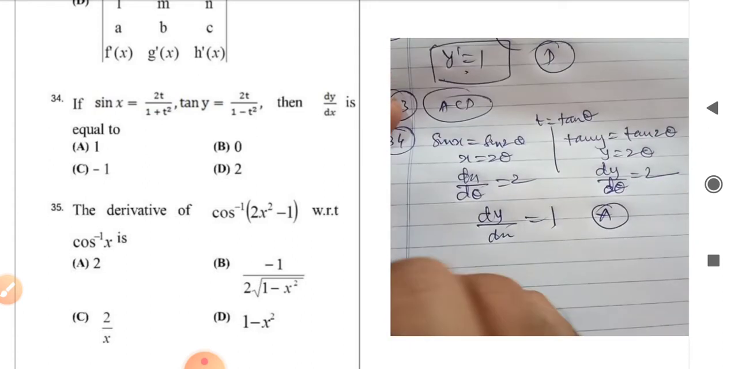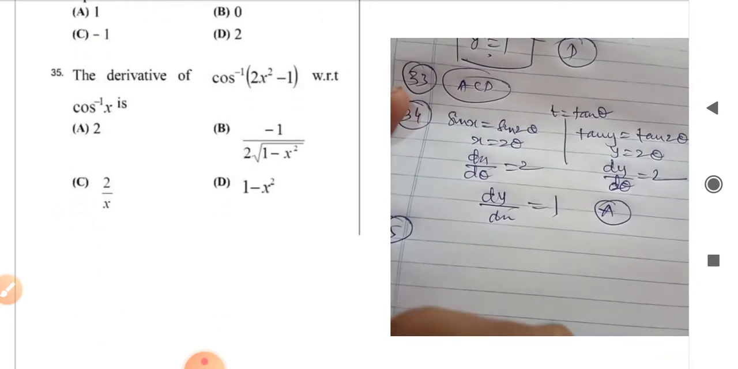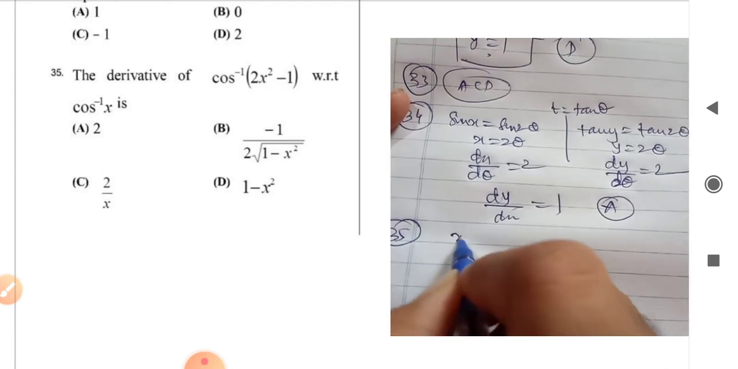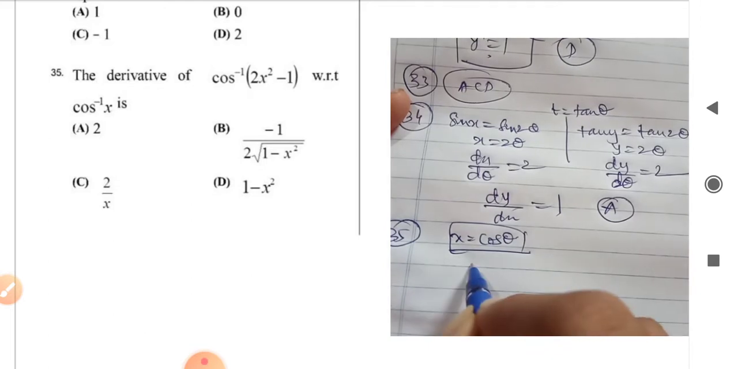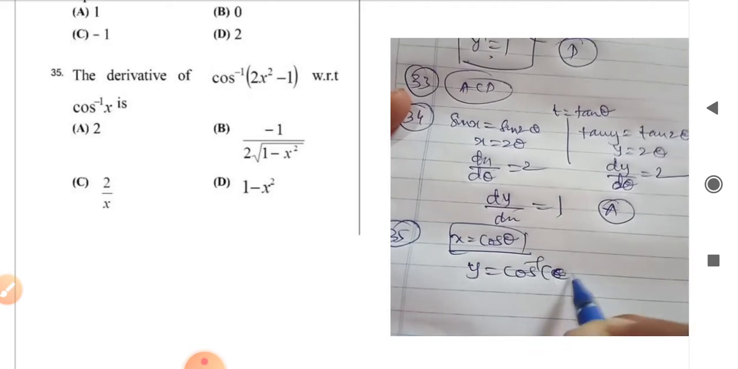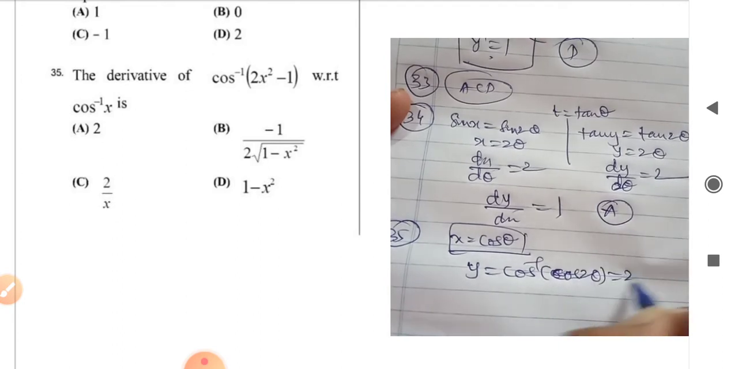And next, 35th problem: cos inverse of 2x square minus 1 with respect to cos inverse of x. Simply you can put here x equal to cos theta. What do you get here? The first one I will take as y, which is cos inverse of cos 2 theta, correct, because 2 cos square theta minus 1 is cos 2 theta, which is equal to 2 theta.